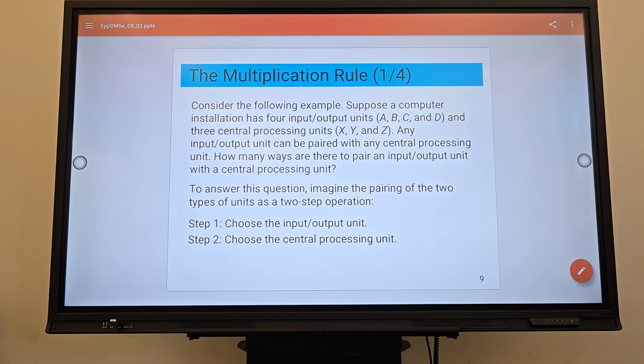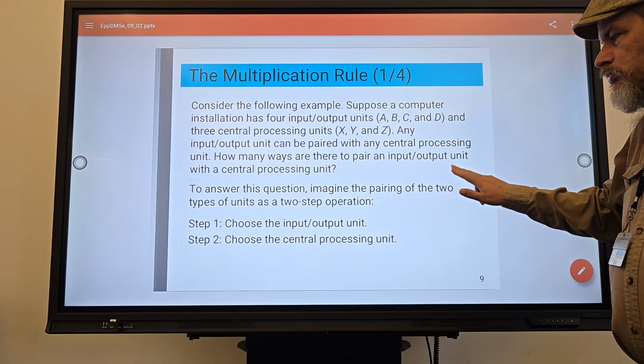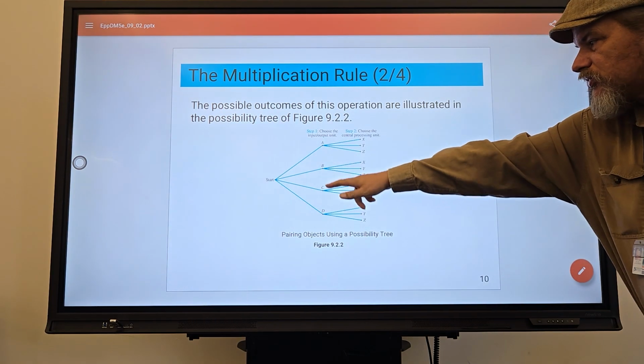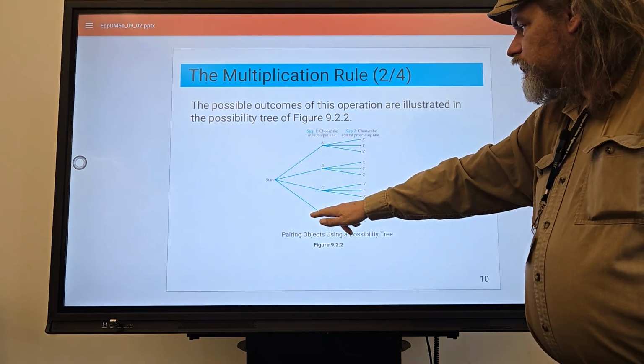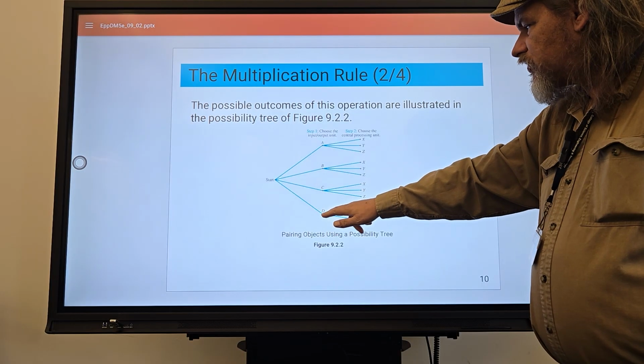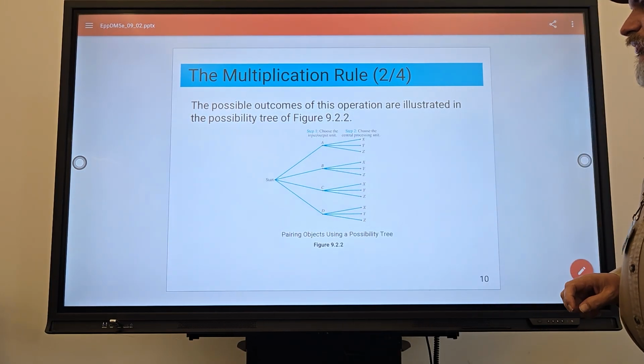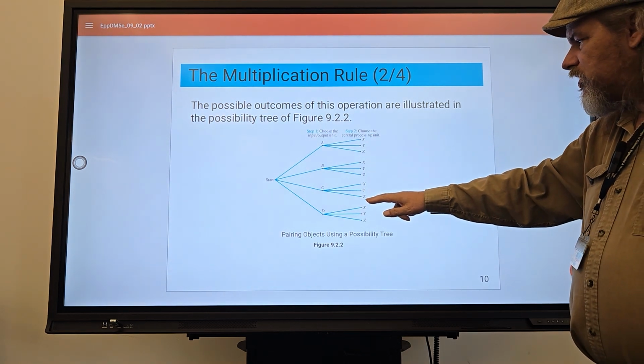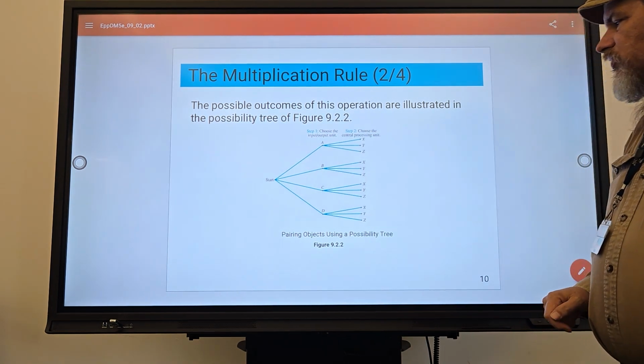To answer this question, imagine the pairing of the 2 types of units as a 2-step operation. Choose the I/O unit and then choose the CPU. Possible outcomes can be illustrated in a possibility tree, like so. The first step would be selecting one of the 4 input-output units and then choosing one of the CPUs for each of those options.